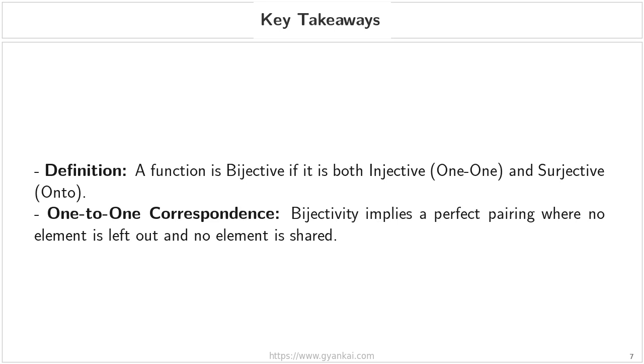This leads us to the concept of one-to-one correspondence. As we saw in our classroom seating analogy, bijectivity implies a perfect pairing between two sets. This means that every single element in the first set is matched with exactly one unique element in the second set, leaving no element left out and no element shared.